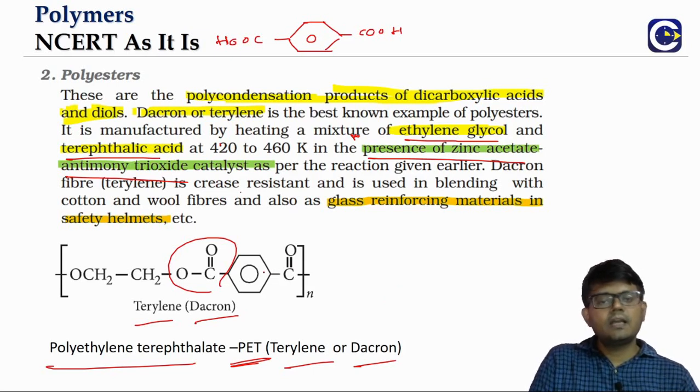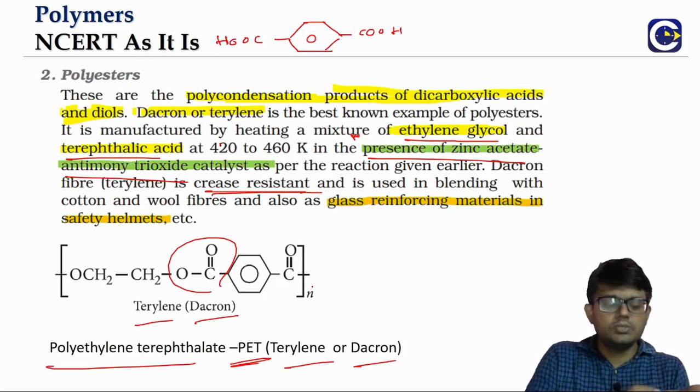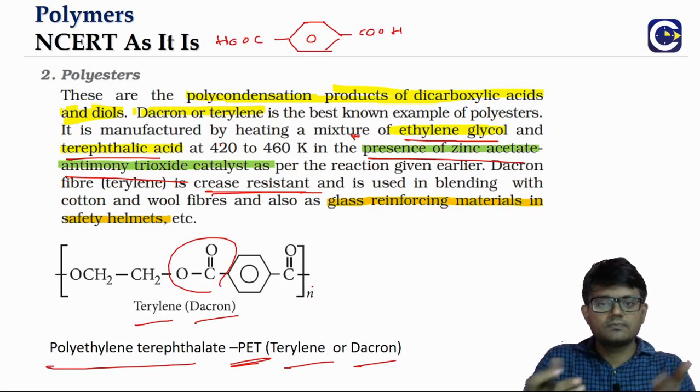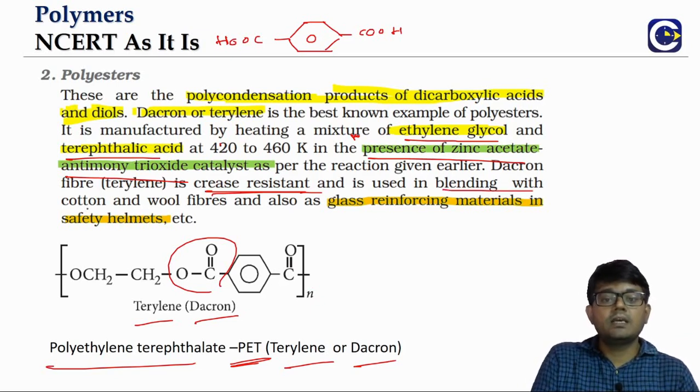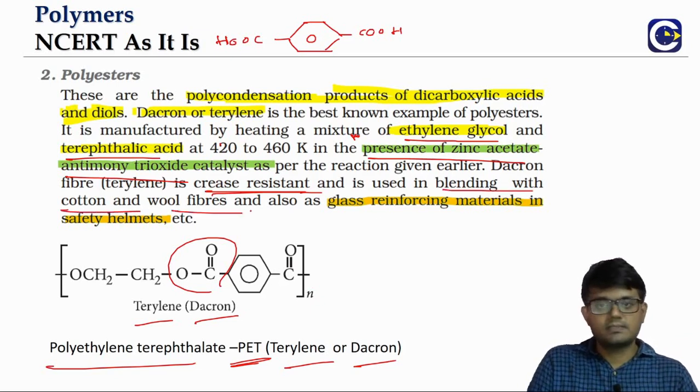Now already we have seen the mechanism for the formation of terylene. Here we look at the uses. So this Dacron, or terylene, is a crease resistant substance. Means what, normally when you use clothing, it will form these lines on the clothing. If you are not able to get those lines, you will say it is crease resistant. Because of this property, it will be even blended with the regular cotton as well as wool fibers, so that it can give us the overall crease resistant property.